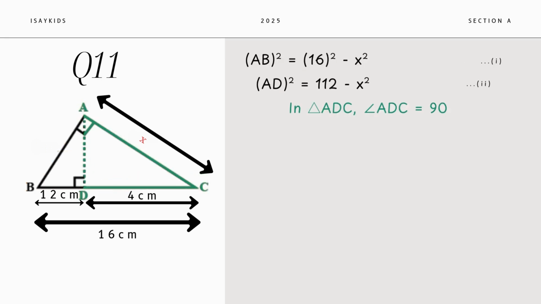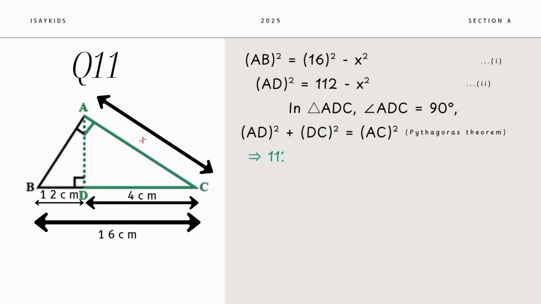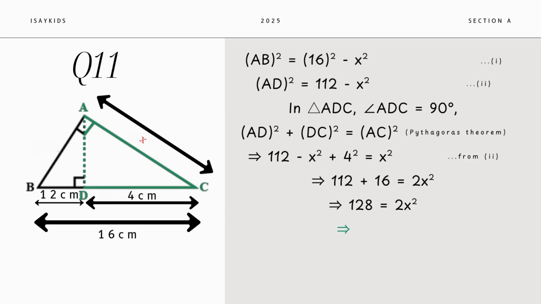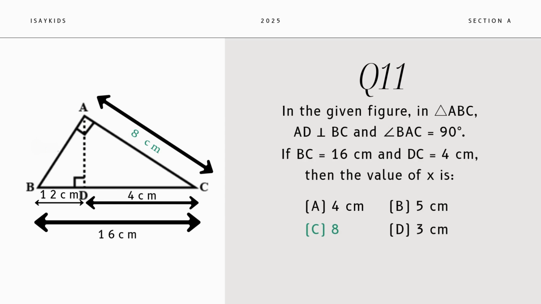Now in triangle ADC, angle ADC is 90 degrees. Applying Pythagoras again, we get AD squared plus DC squared equal to AC squared. So now AD squared from equation 2 is 112 minus x square and DC squared would be 4 squared. So the sum of these two would be x squared. Solving it, we get x equal to 8. Thus, option C is the correct option.